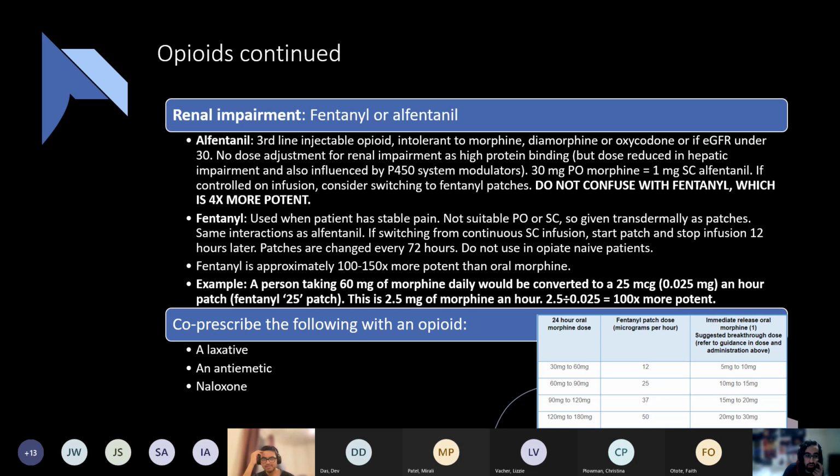And just a reminder, like what Adam touched on earlier, if you're giving an opioid, give them a laxative, give them an antiemetic, and also prescribe naloxone in case they go into opioid toxicity.